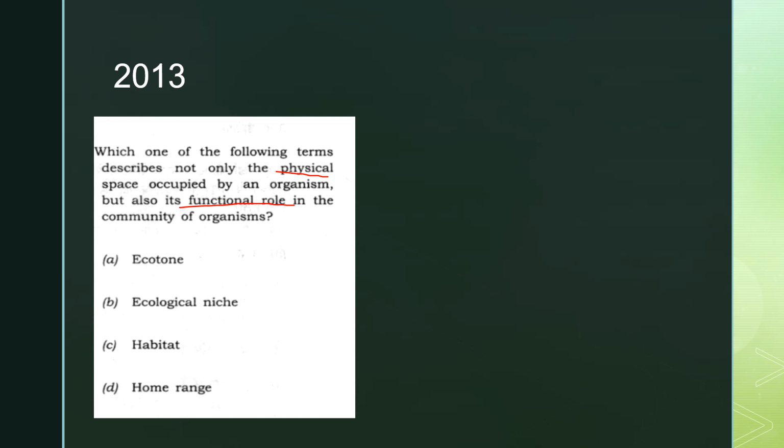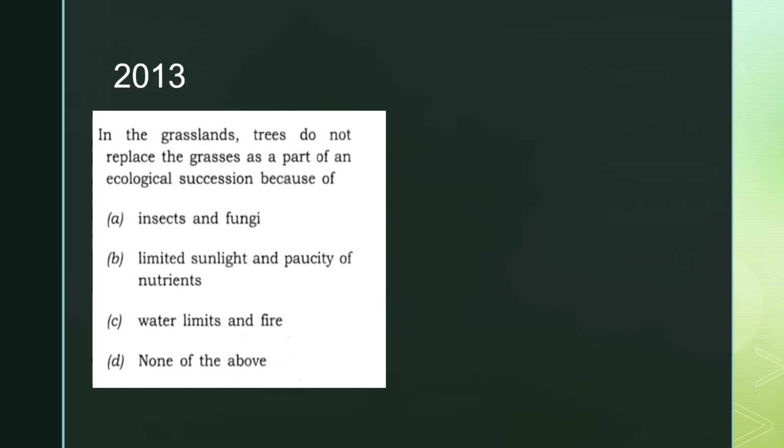So functional role, unique functional role, this is related to ecological niche. Please read the definition of all the four. This will help in mains as well. In the grasslands, please do not replace the grasslands as a part of an ecological succession because of insects and fungi, limited sunlight and paucity of nutrients, water limits and fire. None of the above options is right.